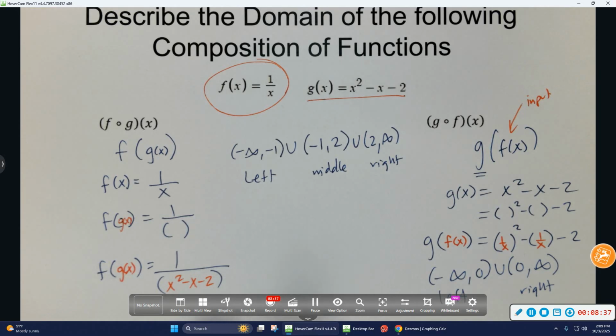Now this is graphically, right? If you want to use the graph, you can plug a function inside of another, graph the function, and then describe the domain. I want to show you how to do this algebraically in case you're curious.